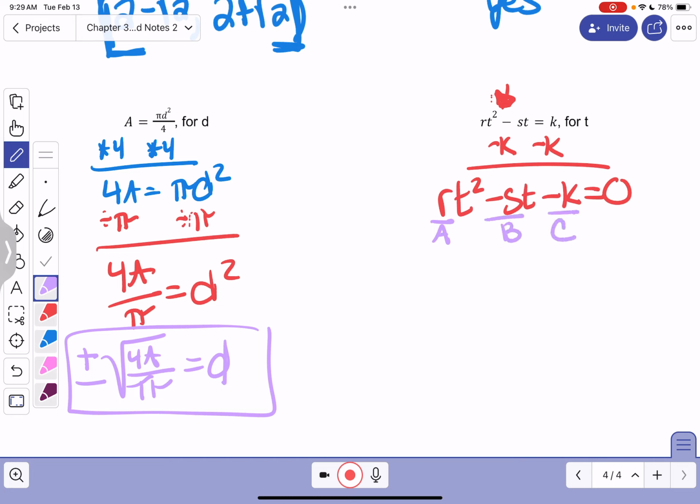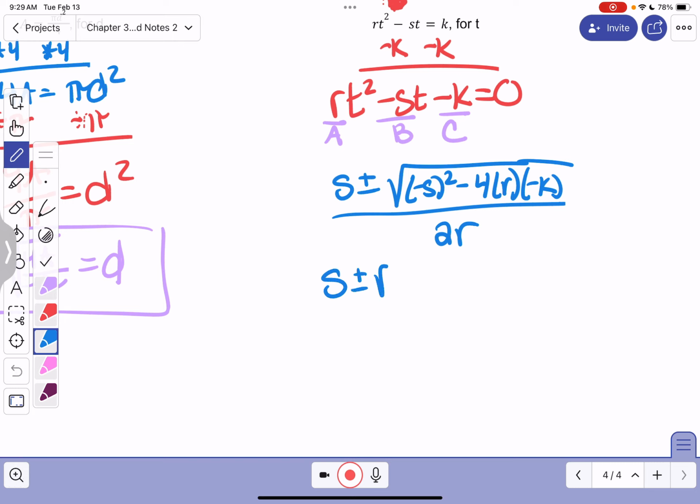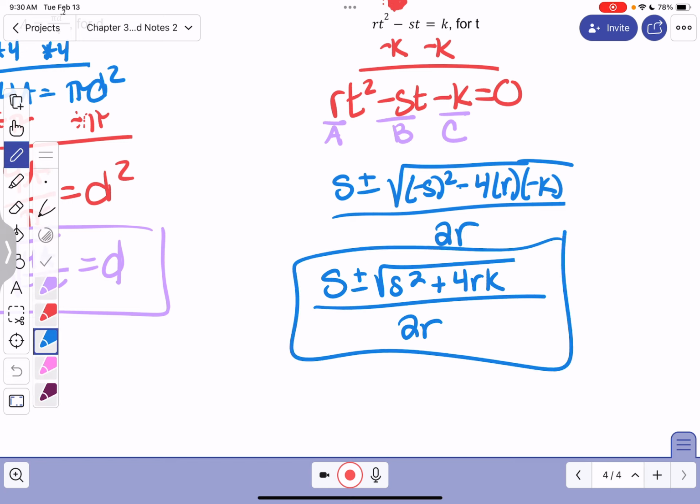So opposite of b plus or minus the square root of b squared minus 4ac all over 2a. And then just simplify wherever we can. So negative s squared is just s squared. And then negative 4r negative k is really plus 4rk all over 2r. And that's as simplified as you can get it. So it's just about plugging things in and solving. That is the rest of 3.3. Let me know if you have any questions.